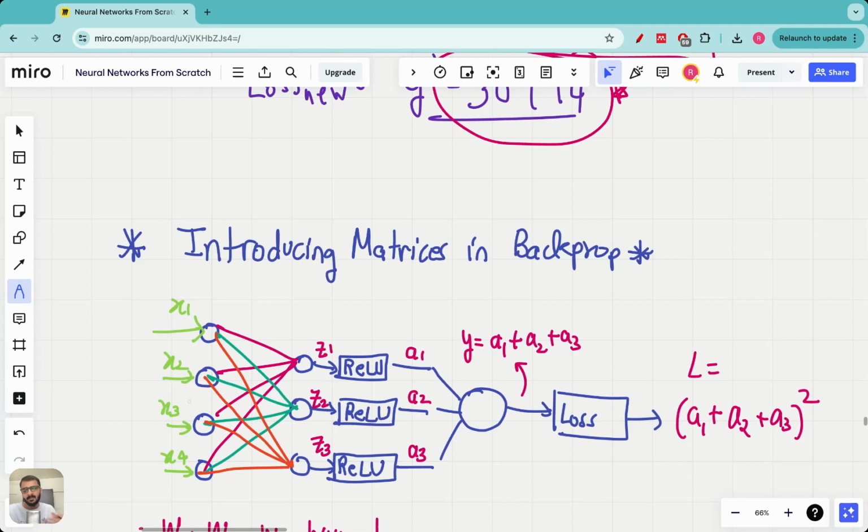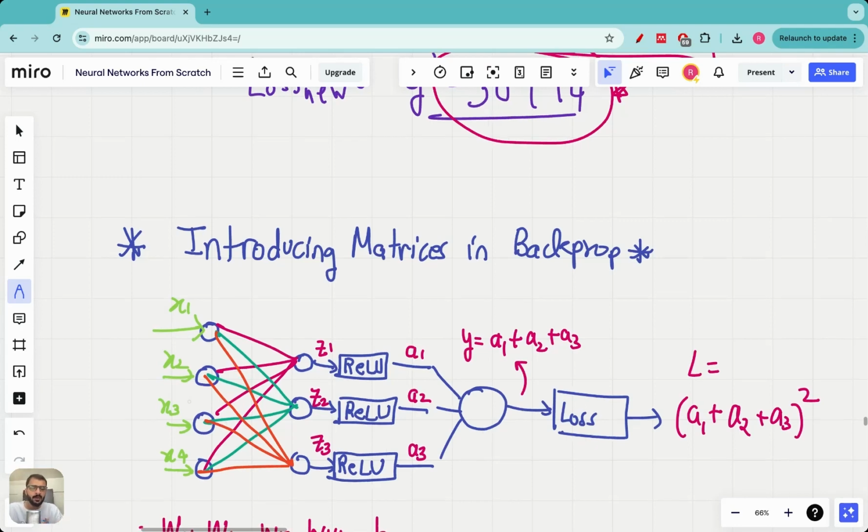Even in feed forward neural networks, when we look at the forward pass, unless we introduce matrices, it becomes really difficult to represent the forward pass, because the neural network typically has a large number of neurons and a large number of layers. So the only knowledge I'll assume here is the knowledge of transpose and the knowledge of multiplication of matrices. That's it.